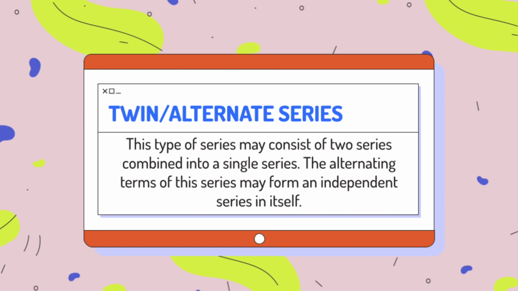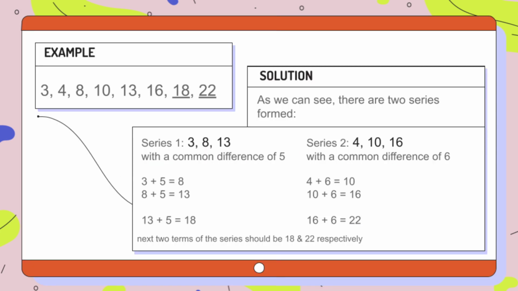452. Twin alternate series. As the name of the series specifies, this type of series may consist of two series combined into a single series. The alternating terms of this series may form an independent series in itself. Example, we have 3, 4, 8, 10, 13, and 16. What are the next two numbers in the sequence? As we can see, there are two series formed.